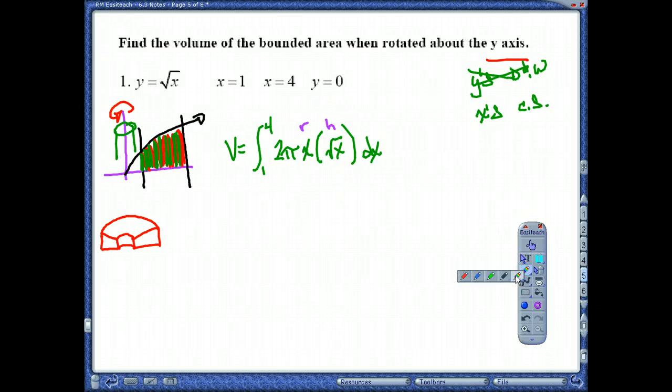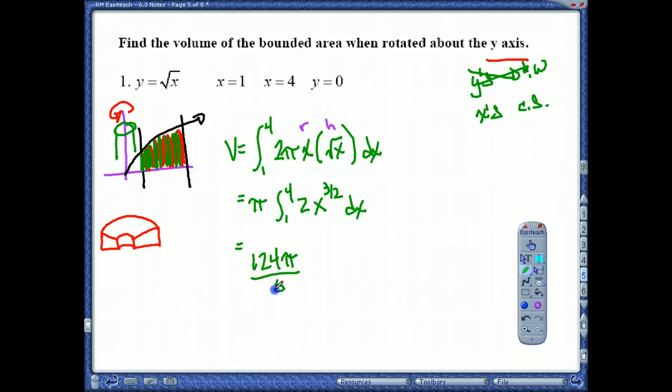Once again, just like with all the other pi's, if you want this to come out nicely, take out your pi. So then you're doing 2, and if you're doing this by hand, I would go ahead and multiply that together so that I have something easier to integrate. If you're using your calculator, go ahead and throw it in just like it is. That's going to give us 124 pi divided by 5.